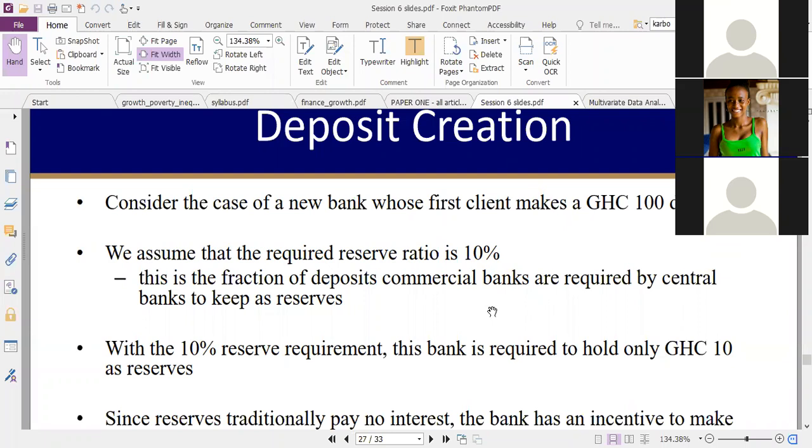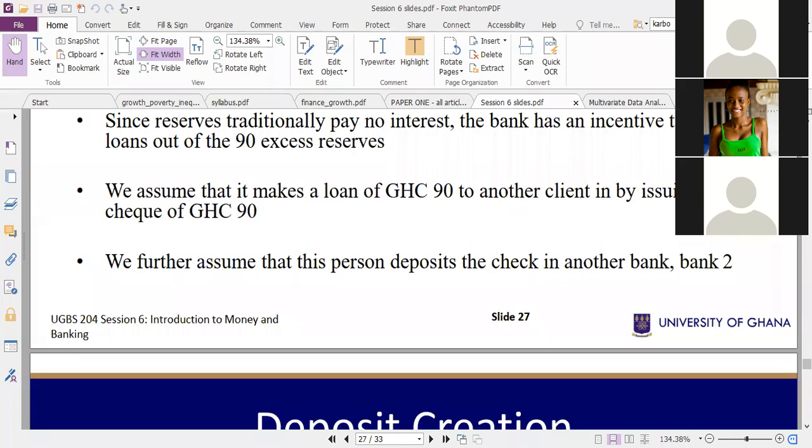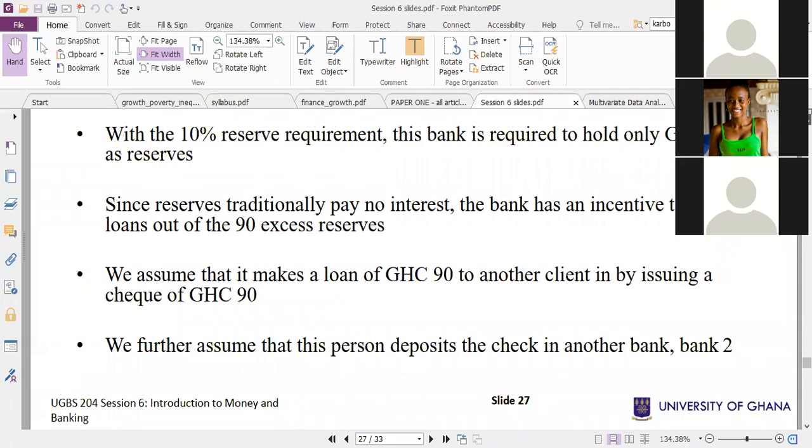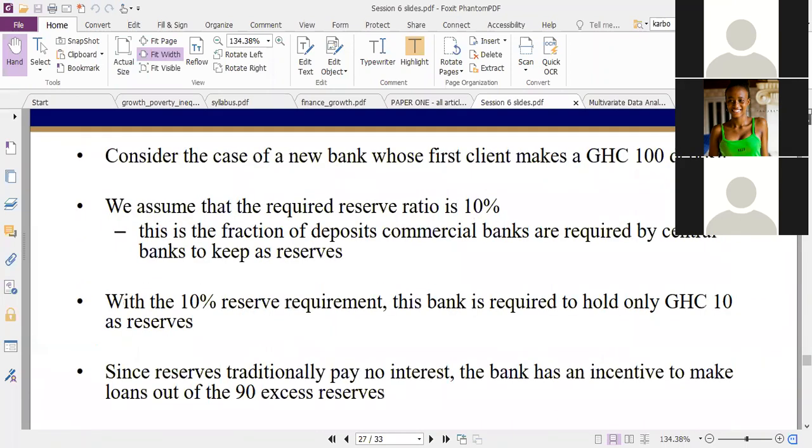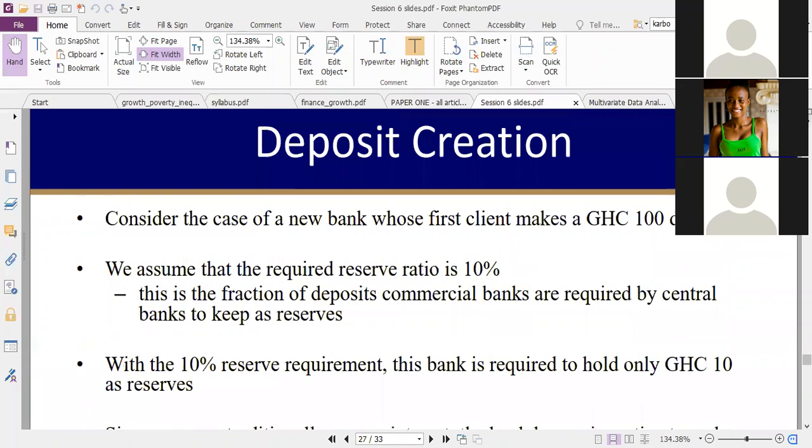Looking at this, again, don't think outside. Let's take this one by one. We are considering an economy where they don't produce goods and services. All that they do is take loans and deposit. That is all that they are doing. So consider the case of a new bank whose first client makes a 100 cedis deposit. We are considering a bank where its first client just gave them 100 cedis to deposit.